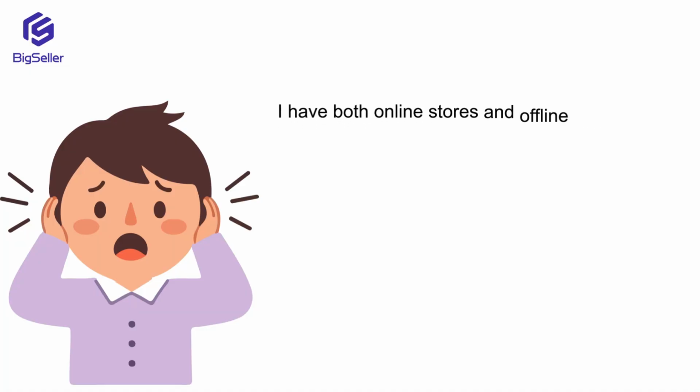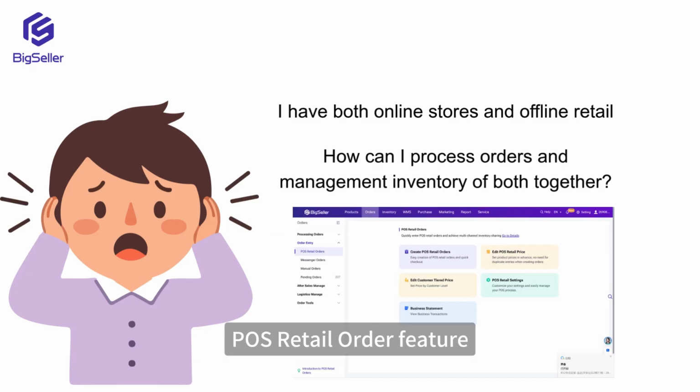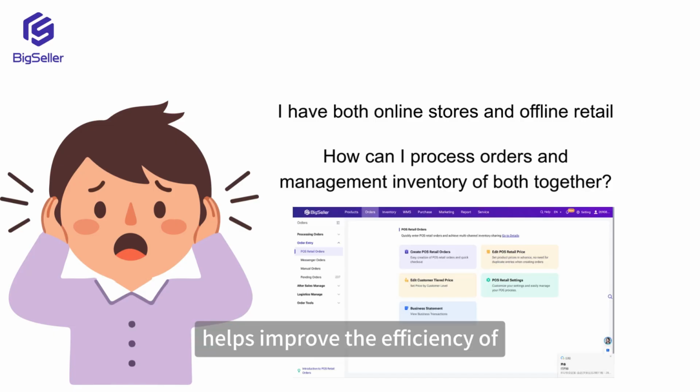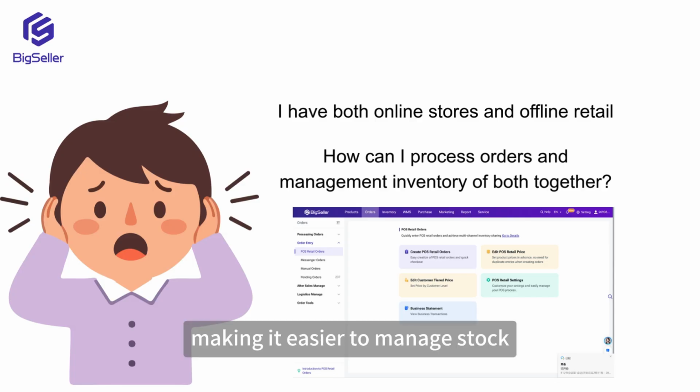I have both online stores and offline retail. How can I process orders and manage inventory of both together? BigSeller can help you. The POS retail order feature helps improve the efficiency of offline order entry. It also allows shared inventory between your online stores and offline retail, making it easier to manage stock.